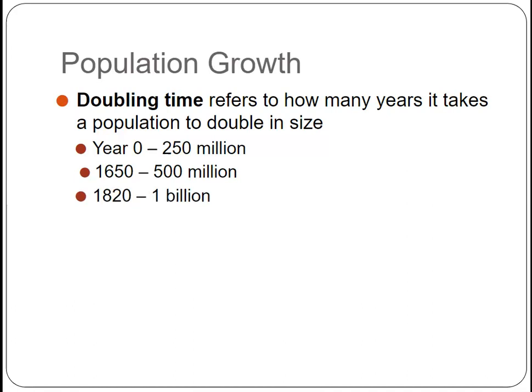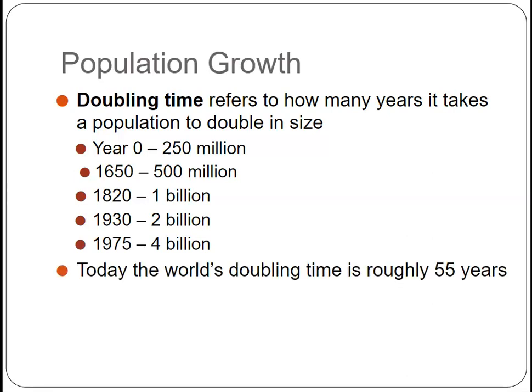To get to the next marker, to 1 billion, was then 1820, which is 170 years, right? So now we vastly reduced our doubling time. We went from 1,600 years to less than 200 years. Okay. To hit the next doubling, it took us less than 100 years. All right. Now we're looking at less than 50 years. So this is the doubling time again, how fast it takes us to double our population.